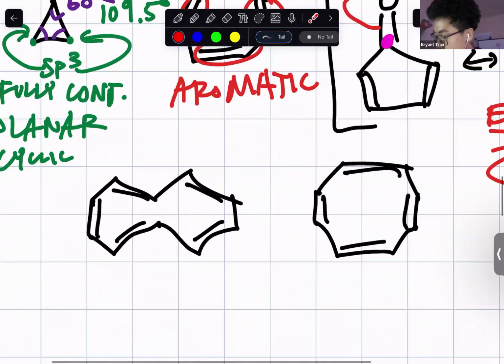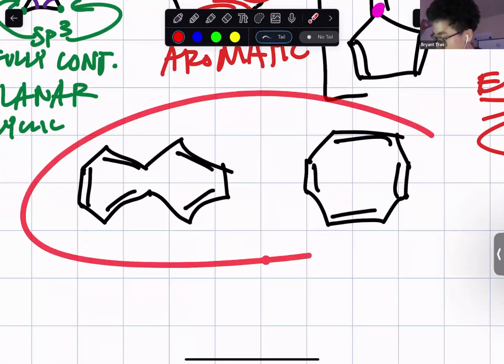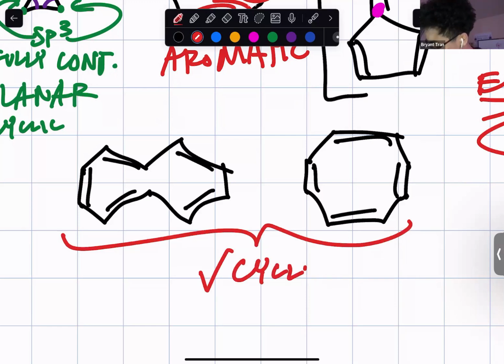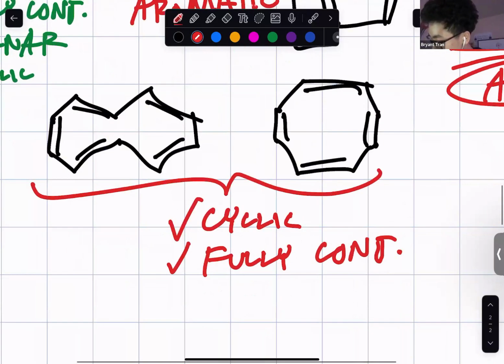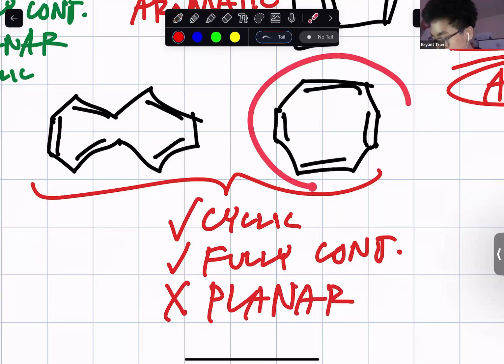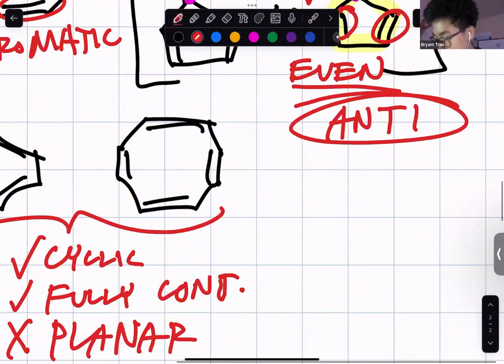Okay, now these last two here, right? It is cyclic. It is fully conjugated, but it is not planar. Right? This one on the right here that looks like a stop sign is a boat shape. Right? It looks like this.